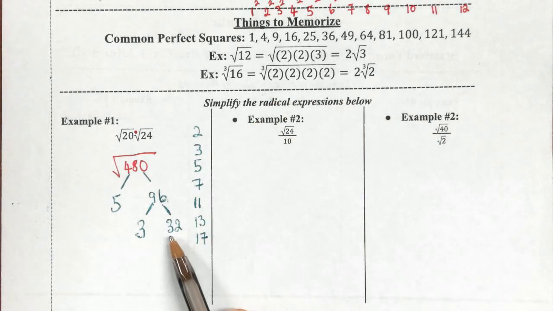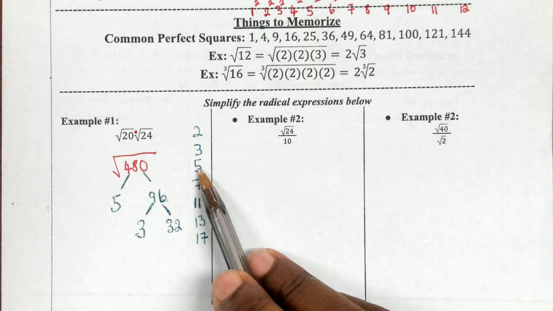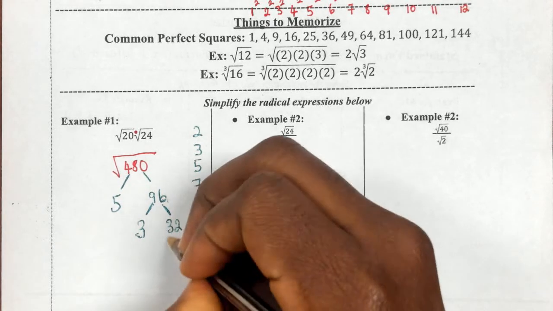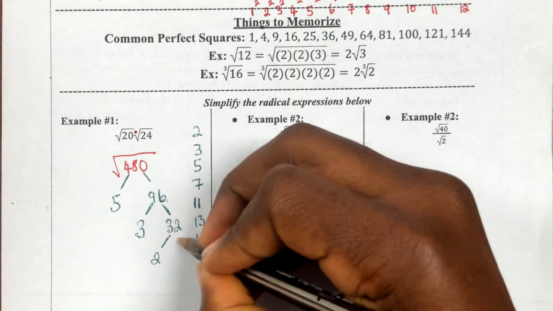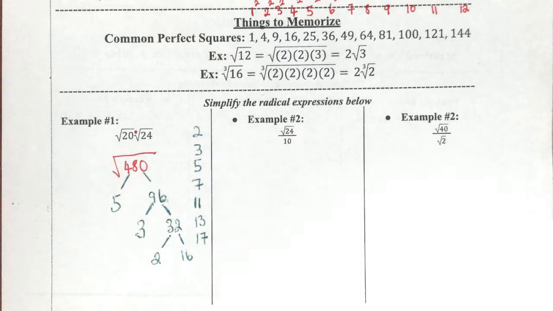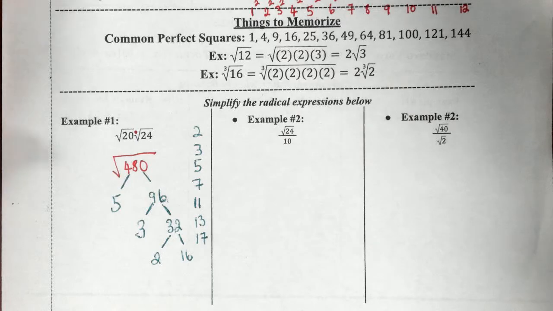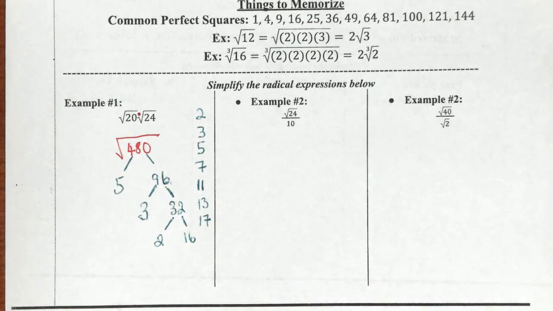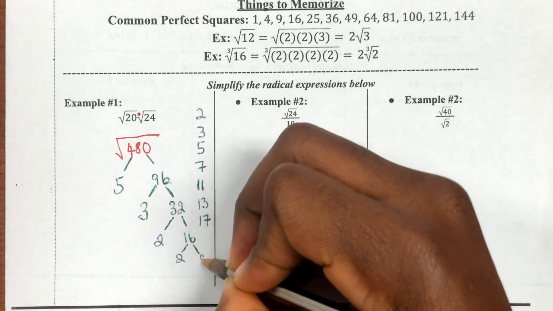Now I'm going to try to divide the 32. Can I divide 32 by 11? No. 7? No. 5? No. 3? No. 2? Yes. So I can divide it by 2. 32 divided by 2 is 16. Can I divide 16 by 11? No. 7? No. 5? No. 3? No. 2? Yes. 16 divided by 2 is 8.